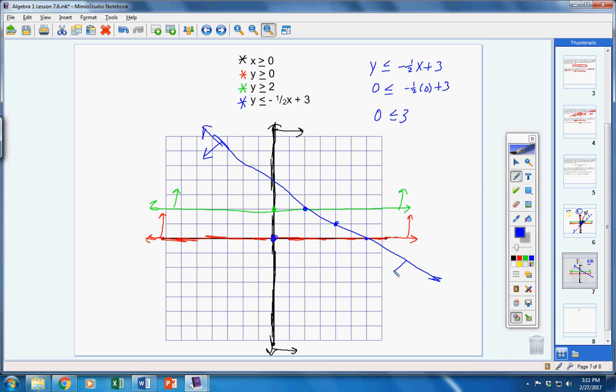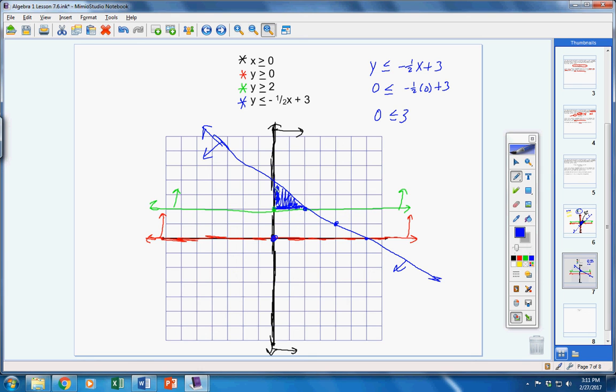So let's review. We know everything's going to be over here in this region. It's above the green, above the red, but it's got to be below the blue. So green is saying above, black saying to the right, blue saying down. Looks like we have another bounded region. And there it is right there.